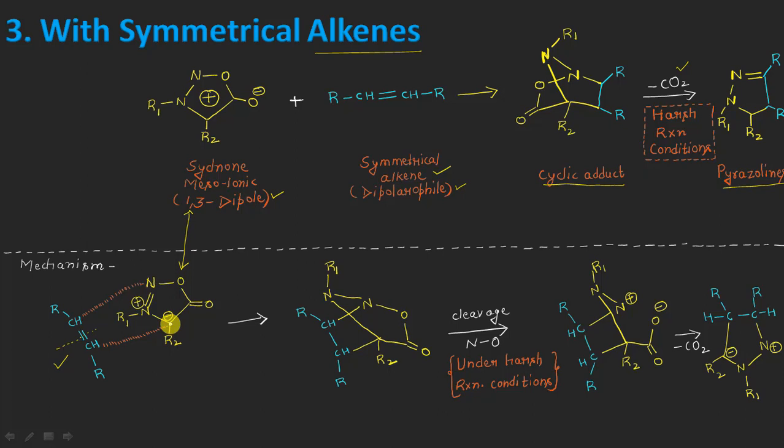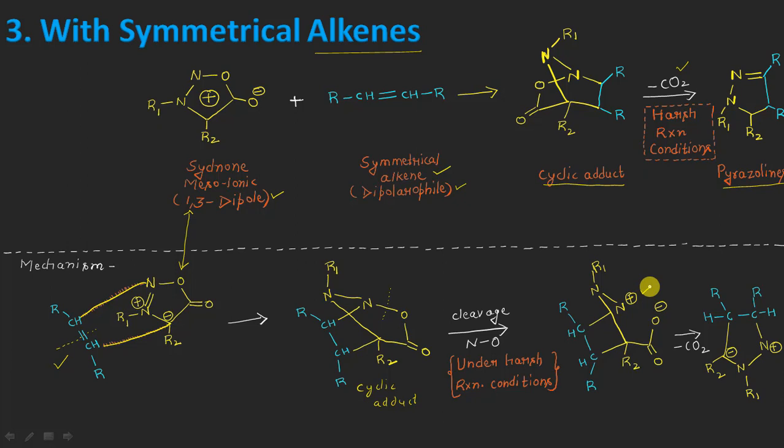So we can show here the negative end of the dipole interacting with this carbon, and then this carbon atom interacting with the positive end of the dipole, that is this nitrogen atom here, resulting in the formation of this type of cyclic adduct by the formation of two new bonds. The first one is this one here and second is this one here, right? And now if we give it a look, let us say the cleavage is taking place from here, resulting in the formation of this type of positive charge.